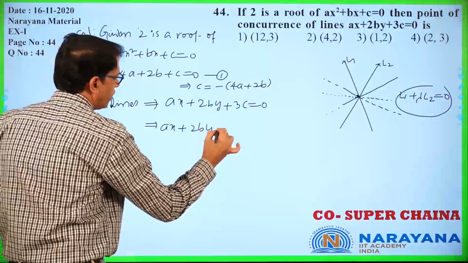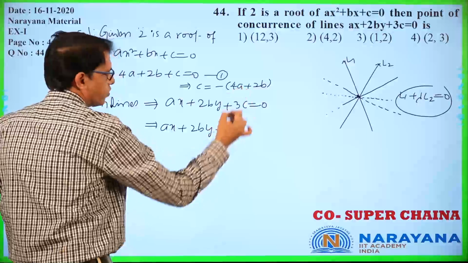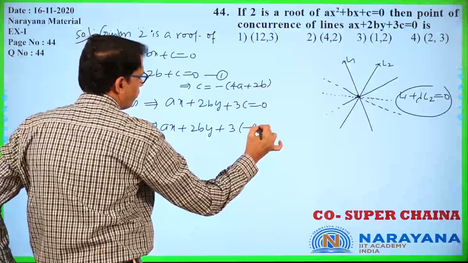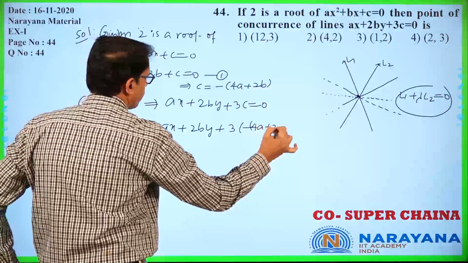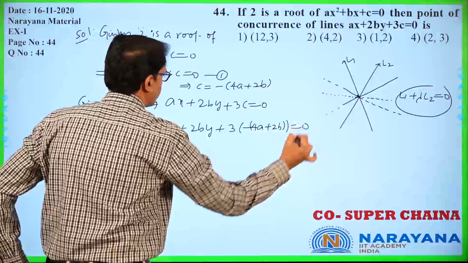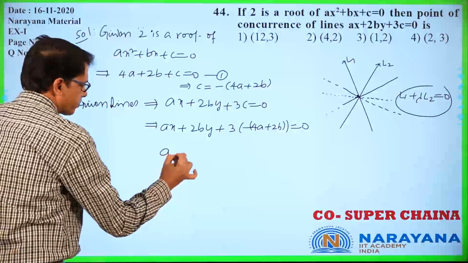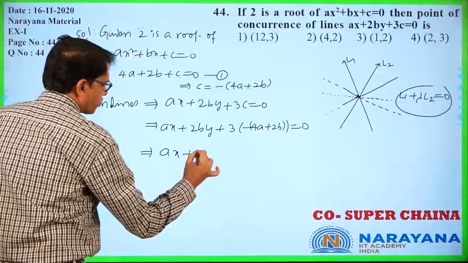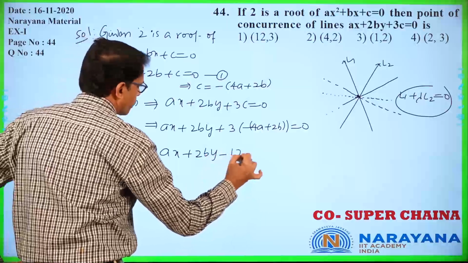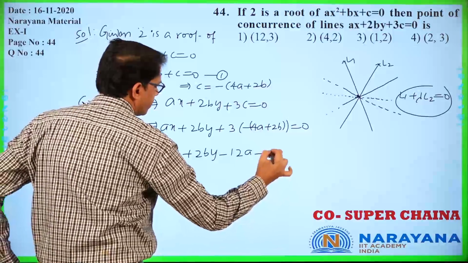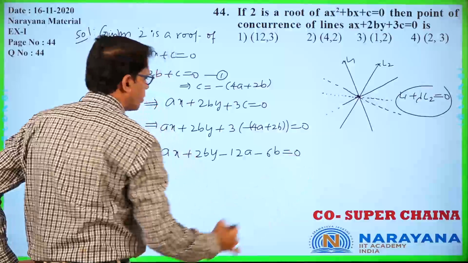So 2by plus 3 into... so it is a minus of 4a. So plus 2b equals to 0. Now expand. So that implies ax plus 2by minus 12a minus 6b equals to 0.